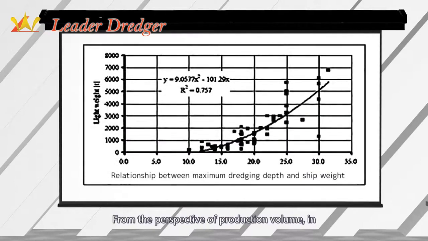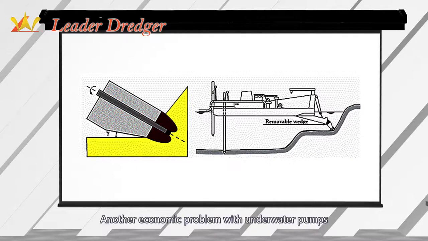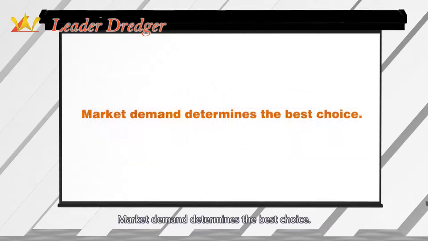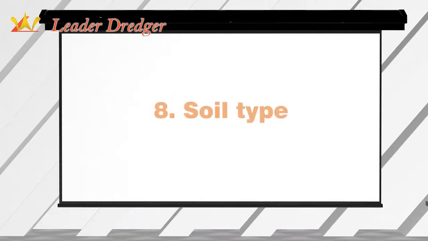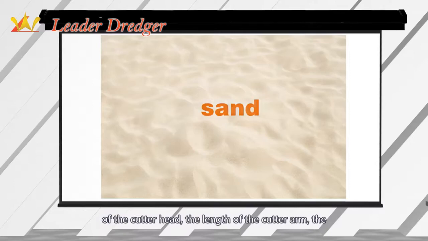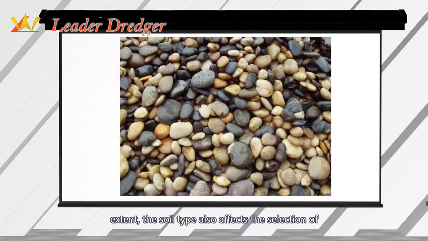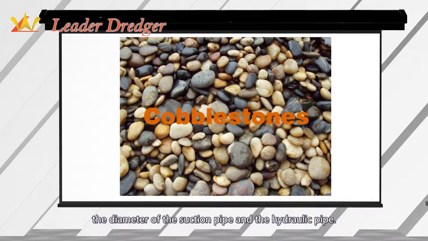From the perspective of production volume, in order to obtain the required output, the suction depth determines whether an underwater pump is required. Another economic problem with underwater pumps is that they are generally very expensive. Market demand determines the best choice. The type of soil has a great influence on the power of the cutter head, the length of the cutter arm, the design of the punt, and the steel pile. To some extent, the soil type also affects the selection of the diameter of the suction pipe and the hydraulic pipe.